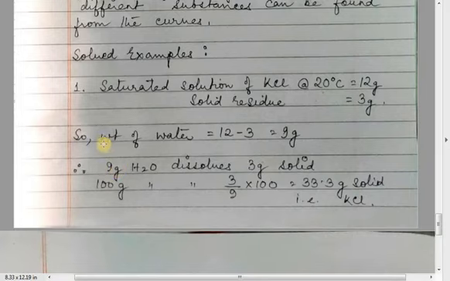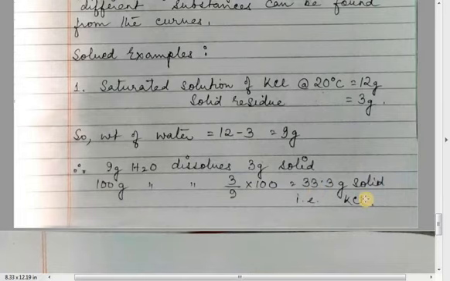So first find out the weight of water. It is coming as 9 gram. As per the definition, we know that solubility has to be expressed in terms of 100 gram of water, meaning how much solute is dissolved in 100 gram of water. So from this you can find that 9 gram of water dissolves 3 gram of solid, that is potassium chloride. So 100 gram of water dissolves how much solid? We will be finding 33.3 gram of potassium chloride.